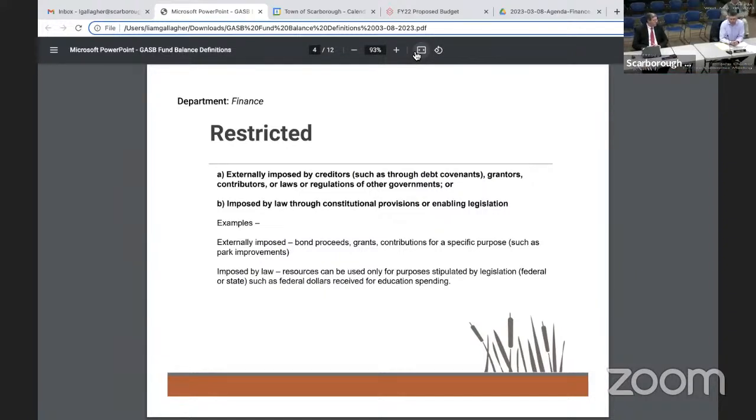Are impact fees that the town collects reflected here in restricted? Not many of them. Yeah, we're going to get to that. Sorry, we're jumping ahead. That's okay. No, that's perfectly fine.